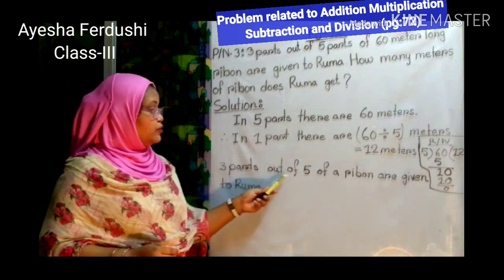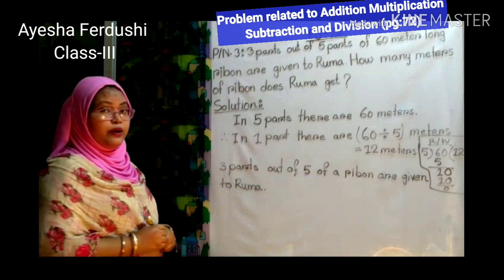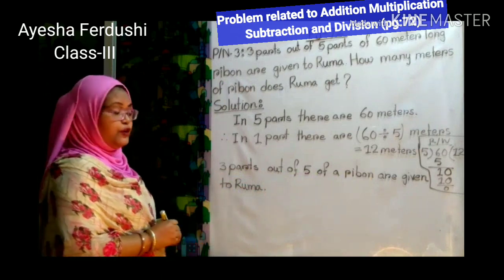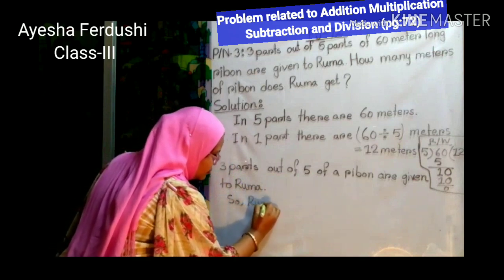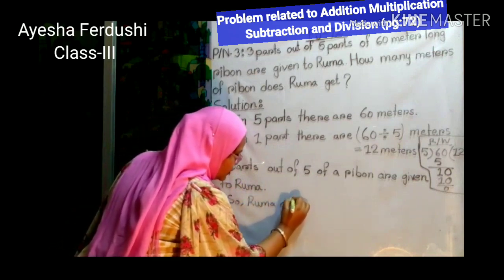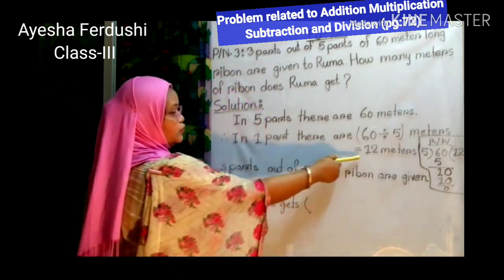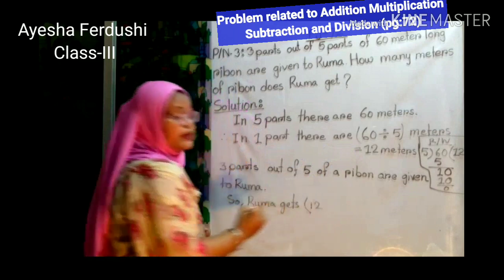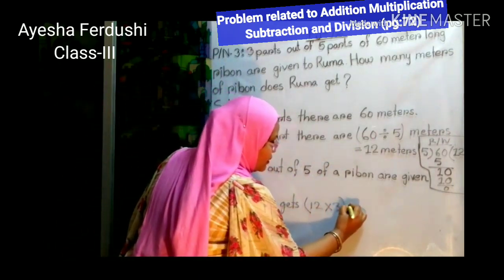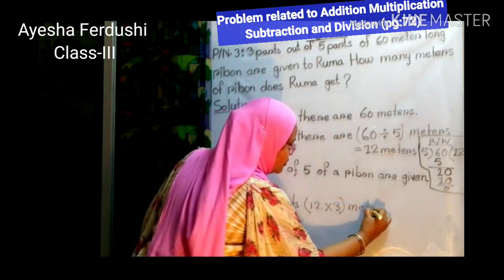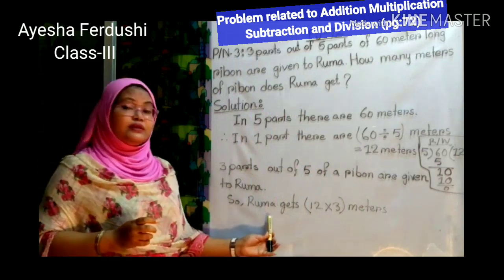Three parts out of 5 of a ribbon are given to Ruma. So Ruma gets how many parts? 3 parts. So how can you find 3 parts? Okay. So Ruma gets 3 parts, so you can multiply 12. 12 is the 1 part length, isn't it? 12 multiplied by 3. Then you will find Ruma's part.